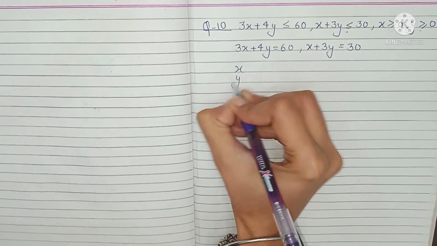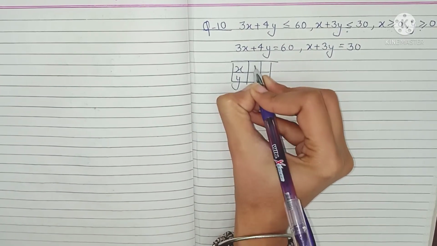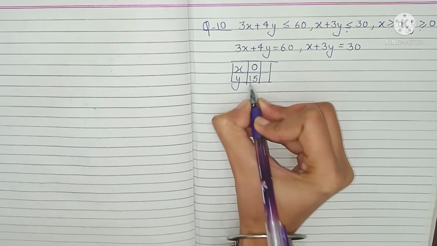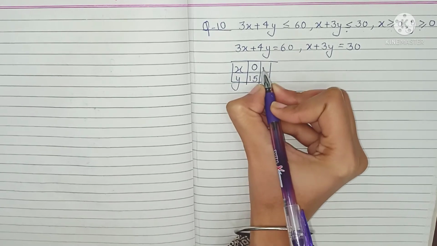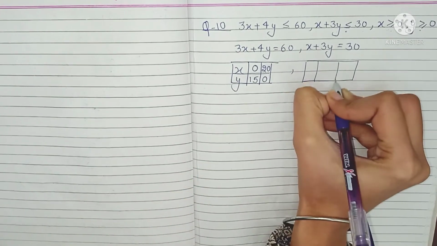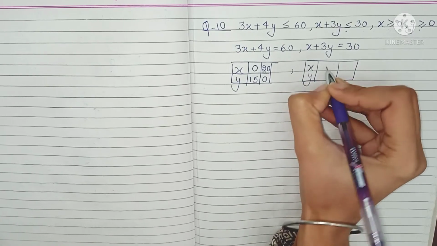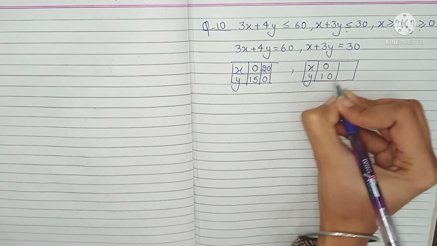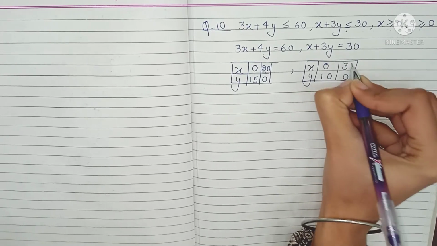Now you have to find out the values of x and y. When x is equal to 0 then y is equal to 15, and when y is equal to 0 then x is equal to 20. For the second given equation, when x is equal to 0 then y is equal to 10, and when y is equal to 0, x is equal to 30.